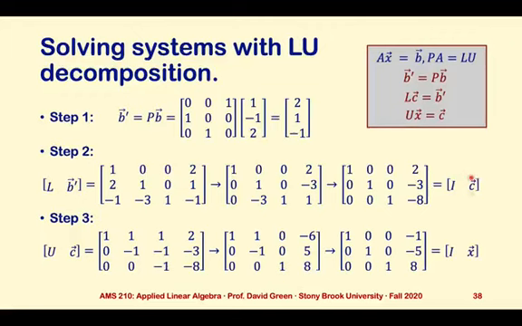Now that we've found our C, we can solve the last equation. Same approach. Generate an augmented matrix with U and C. So this last column is taken directly from here. Our U was given to us. And we solve this problem through Gaussian elimination.